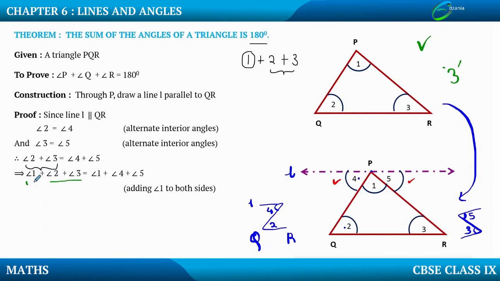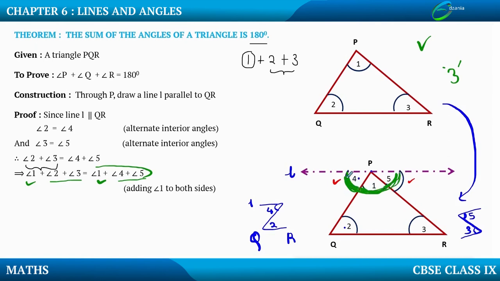We have added angle 1. 4 plus 5 is already in its position. We have added angle 1. So this is called adding angle 1 on both sides. Now observe properly. The right hand side, that is this part, what am I going to get? Angle 1, which is over here, plus angle 4, which is over here, plus angle 5. What will be the total of angle 1 plus angle 4 plus angle 5? This we have done in the previous slides as well.